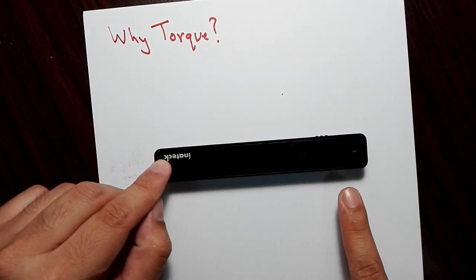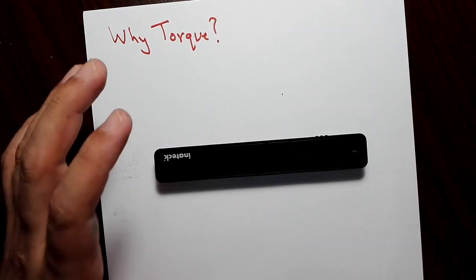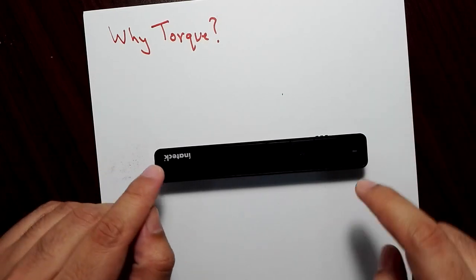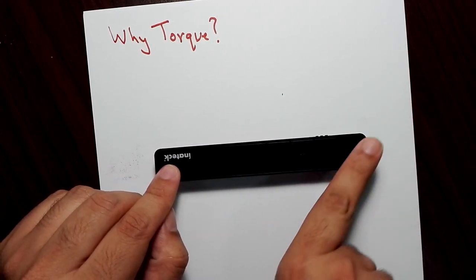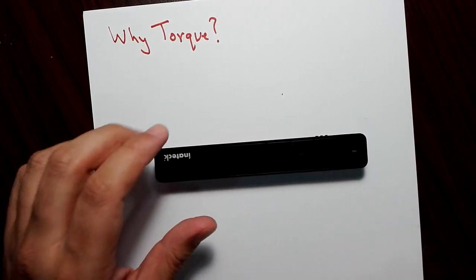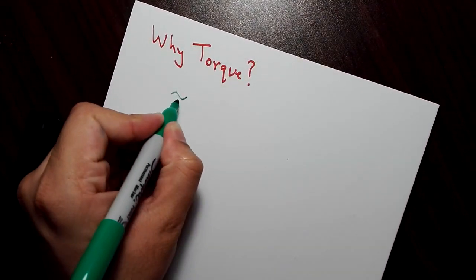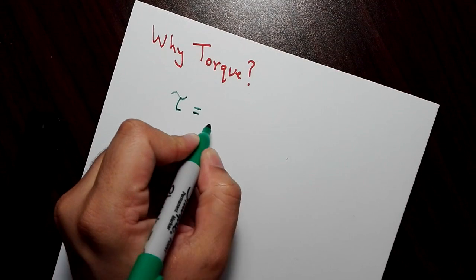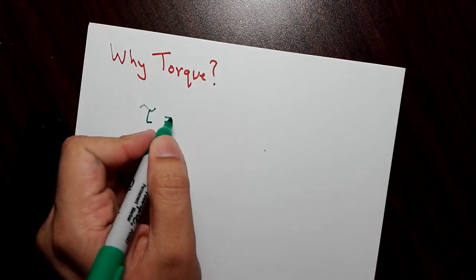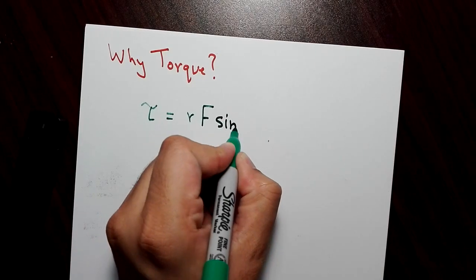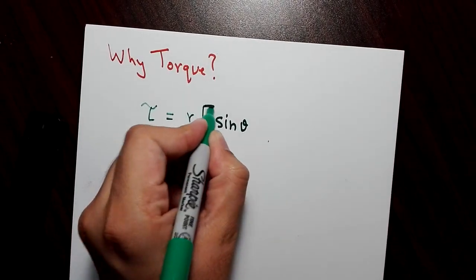So that's what torque is. It is the rotational effect of the force, and it depends on the magnitude of the force, the angle, and the distance from the pivot point. So let's write that in the form of an equation. The magnitude of torque is equal to R times F times sine theta.